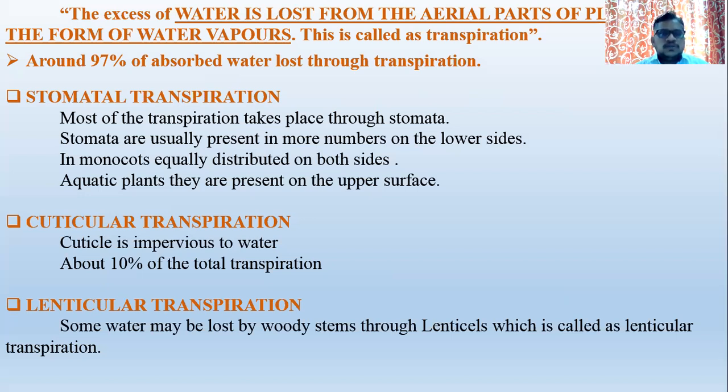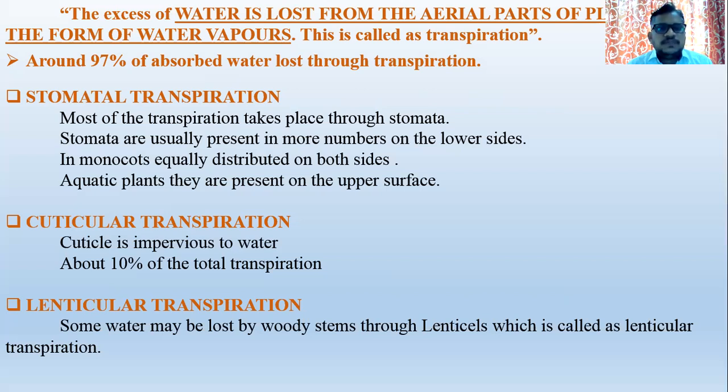Now this process of transpiration takes place through three different parts of the plant: the first is the stomata, the second is the cuticle, and the third is the lenticels. Transpiration which takes place through the stomata is called stomatal transpiration, and the majority of transpiration takes place through this type.